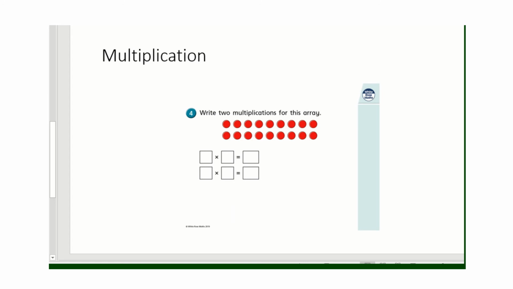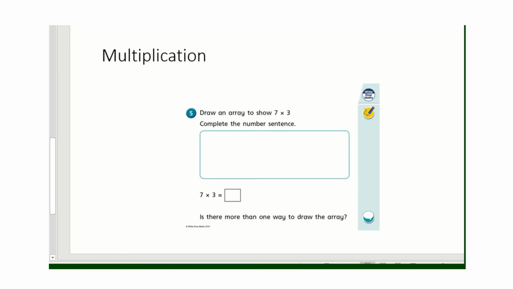I wonder if you could write multiplications for this array. 2 multiplications. So look at the top, then look at it going down. See if you can have a go at that. Can you draw an array for 7 times 3? So it would be 7 lots of 3, wouldn't it? Is there more than one way? Because you could do 7 lots of 3 going down.